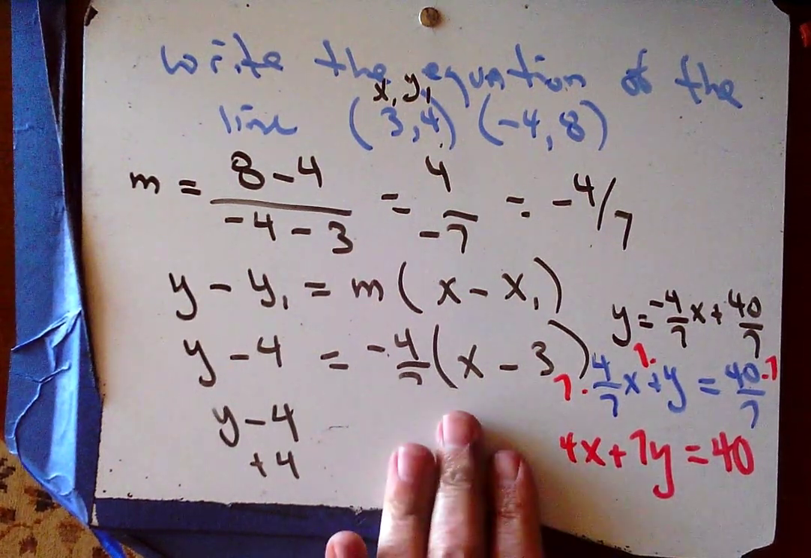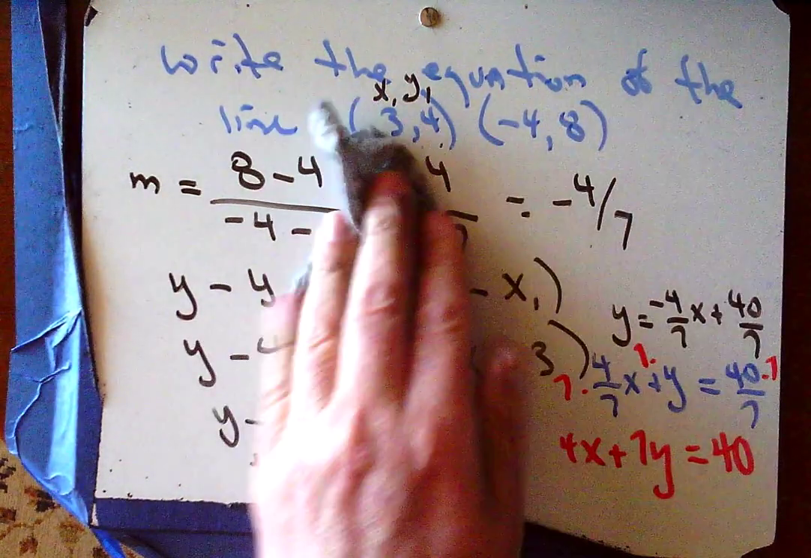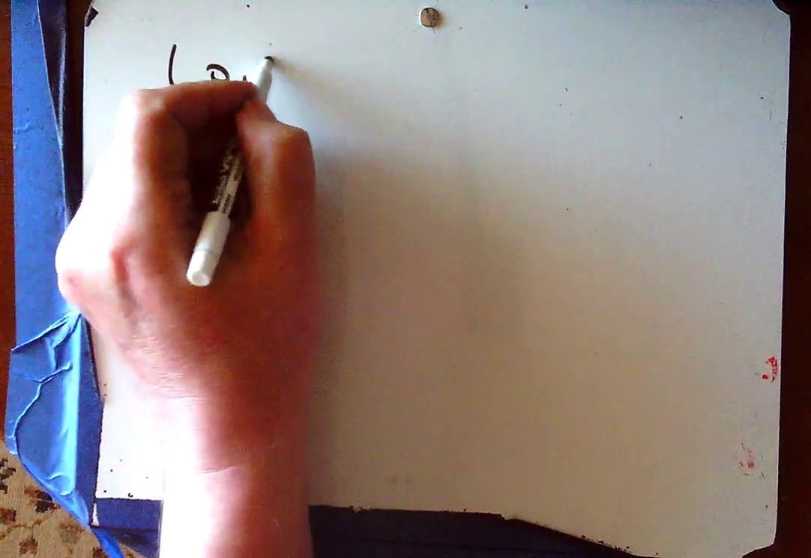Okay, so you should be able to write the equation of a line given 2 points. What about these 2 points? Can you write the equation of the line through these 2 points?